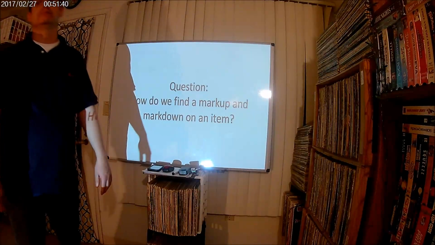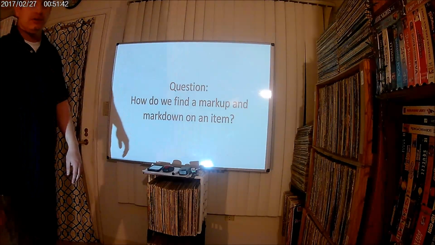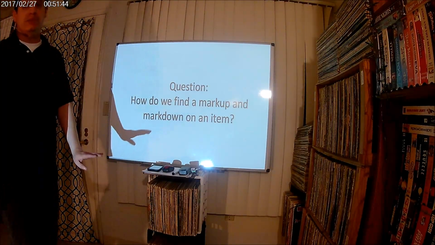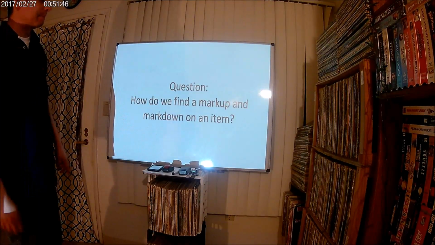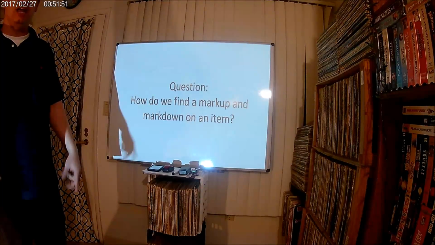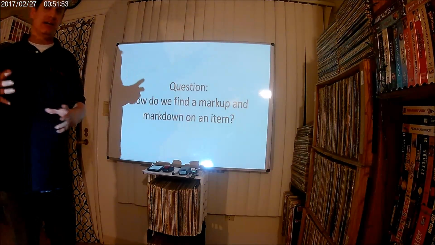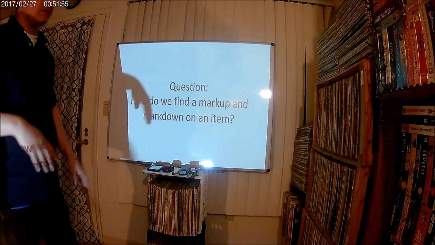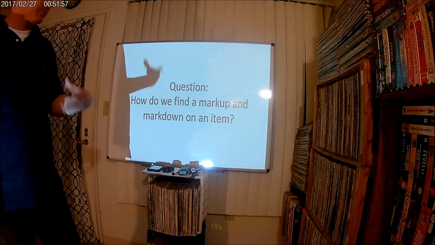Johnny? Right. So for a markup or markdown on an item, all you gotta do is you get 1 minus the percent if it's a markdown, or 1 plus the percent if it's a markup. Then you get that percent, and you're gonna multiply it times the whole, and that gives you the final price.